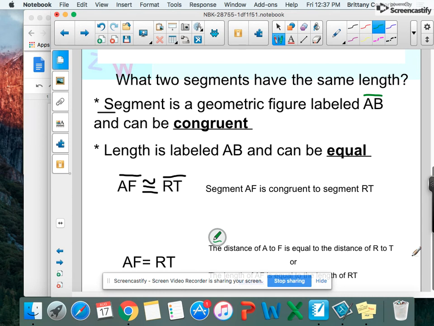So this statement right here says that segment AF is congruent to segment RT. And then if we look down here, we have that AF equals RT. So what that actually means in words is that the distance of A to F is equal to the distance of R to T, or that the length of AF is equal to the length of RT.